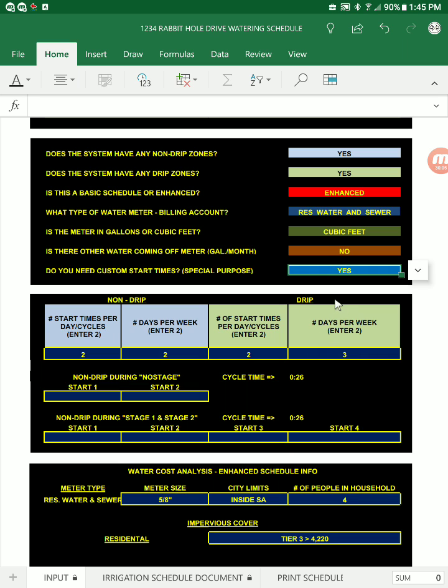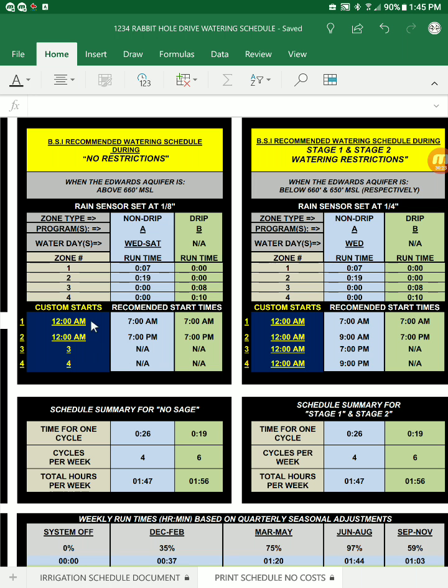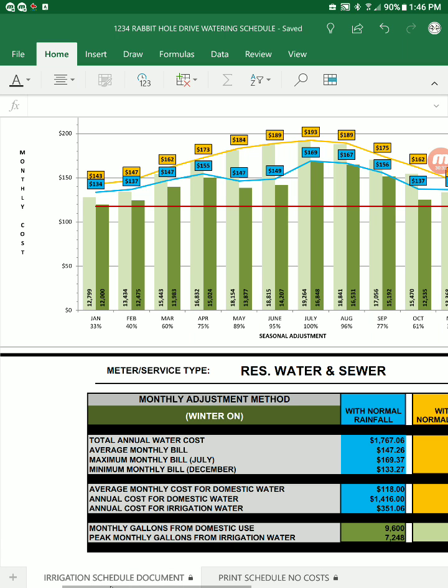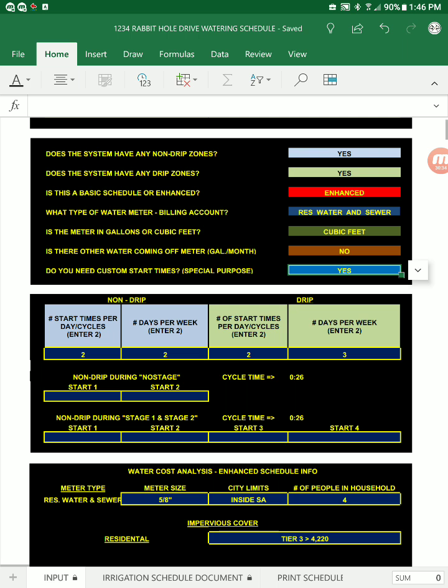And then, since we selected 2 start times up here for the number of start times we wanted, we've only got 2 right here. And then what it's doing is feeding back the total cycle time, okay? So let's go back over to our print schedule. The time for one cycle is 26 minutes, that's how long one cycle takes. So it's feeding back that math for you to where you can calculate.